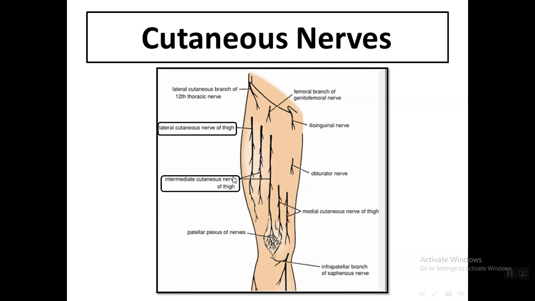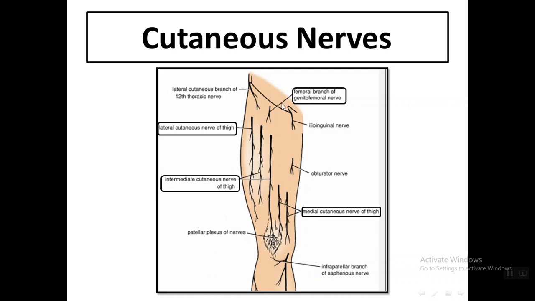Intermediate cutaneous nerve of the thigh. These are the branches that supply the intermediate part of the front of the thigh. It is a branch from the femoral nerve. And the medial cutaneous nerve of the thigh, also a branch from the femoral nerve, cutaneous branch of femoral nerve supplying the medial aspect of the thigh.